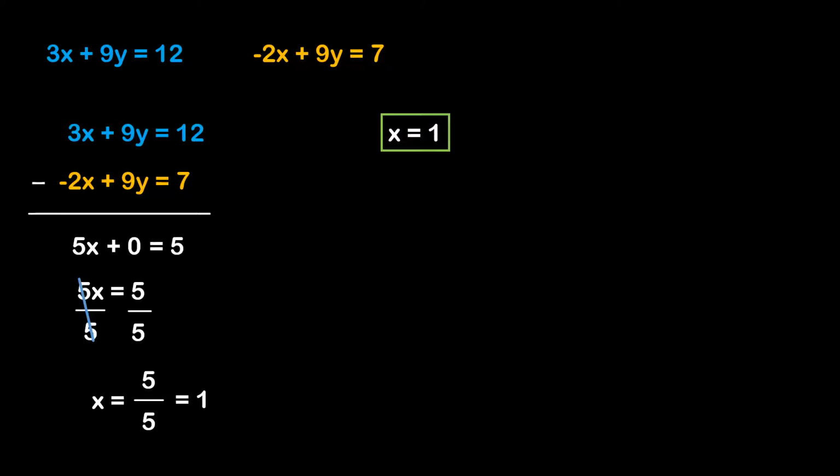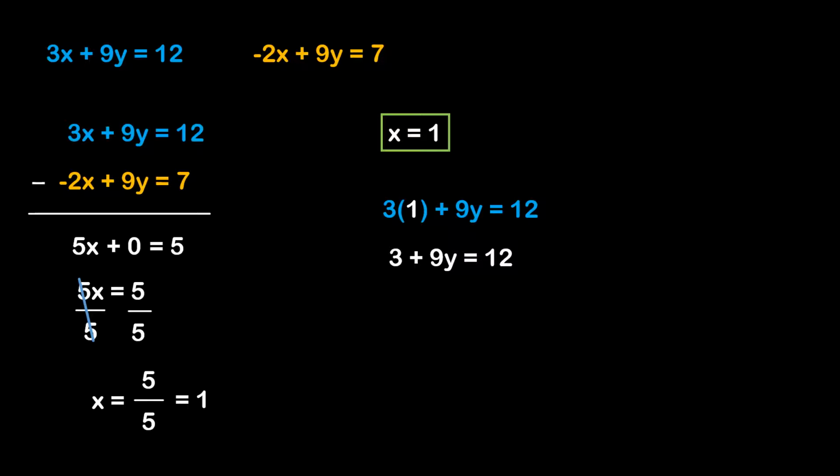Again, from here we just have to substitute x is equal to 1 into either one of our original equations. I will substitute it into the first equation to get 3 times 1 plus 9y is equal to 12. That gives me 3 plus 9y is equal to 12. And then from there I just have to solve for y.